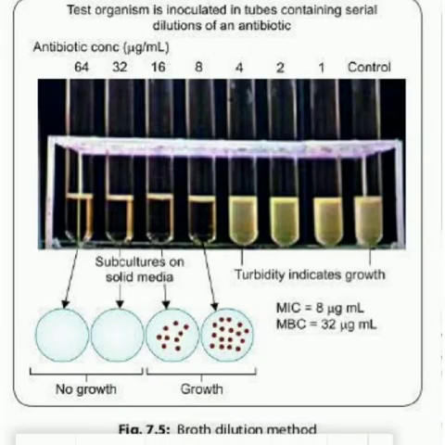So this image shows the broth dilution method. On the right end we can see the control, and in the other test tubes we can see that the turbidity is indicating growth, and on the left side we can see the ones subcultured onto the nutrient plate. After subculturing we found there are some with no growth and some with growth, and from this no growth we are calculating the MBC.